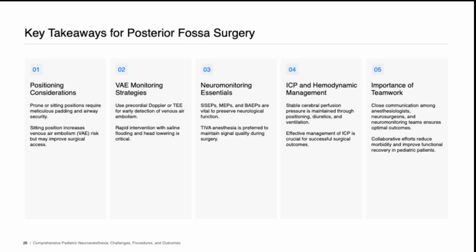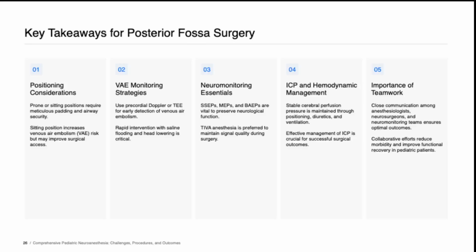So the key takeaways, you have to be aware of the positioning, okay, in posterior fossa surgery, guys. You need to be familiar with all of these positions, okay? You need to have a monitoring strategy for venous air embolism. And as I say, I strongly encourage the use of transesophageal echo. You need to know the essentials of neuromonitoring and how to give a safe anesthetic that facilitates neuromonitoring. You need to know how to manage intracranial pressure and hemodynamic stability targets and goals.